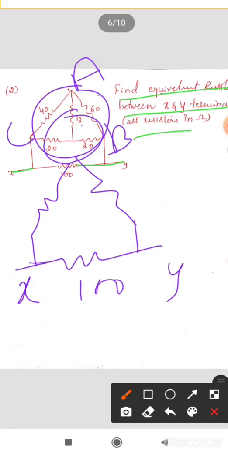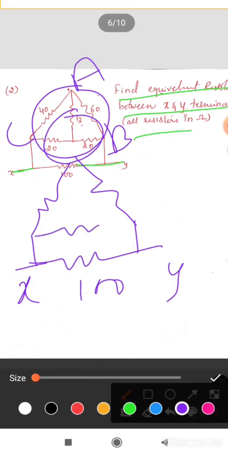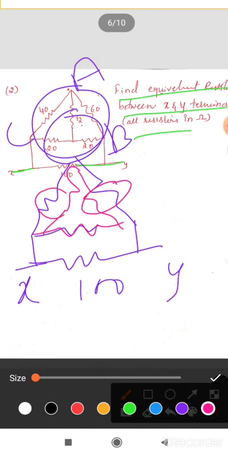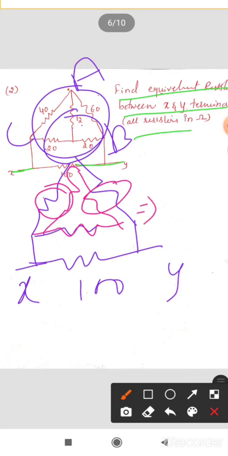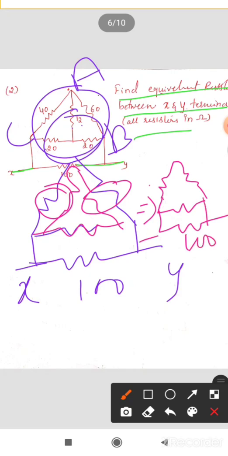If you convert that star into a delta, you get a circuit like this. Now we can say these two resistances are in parallel, and these two resistances are in parallel. Keep them as they are. When you combine these parallel resistances, your equivalent circuit becomes like this. This is 100, and these are calculated values.